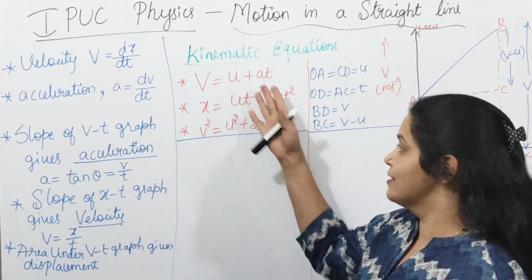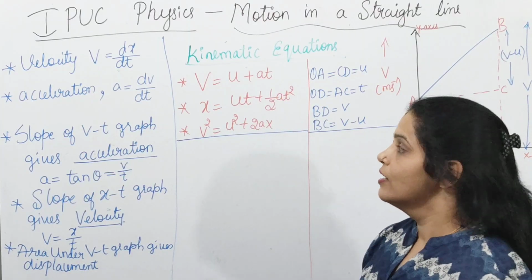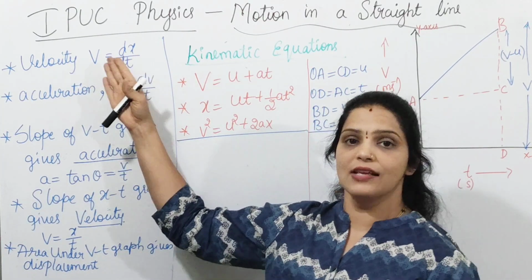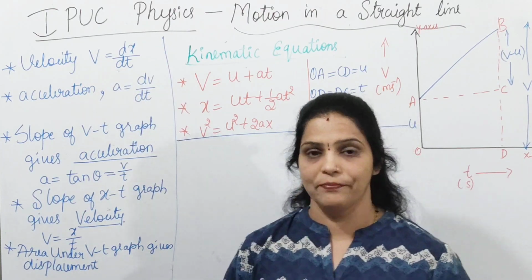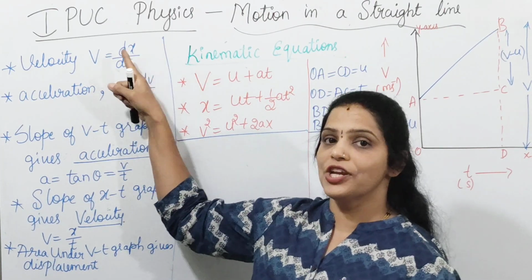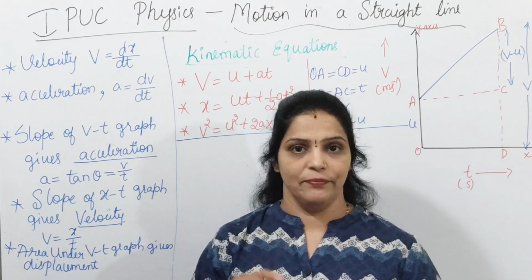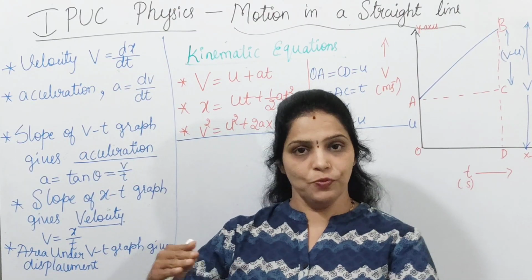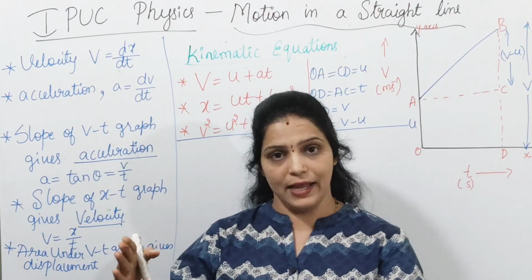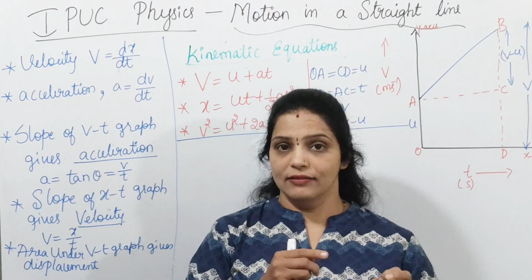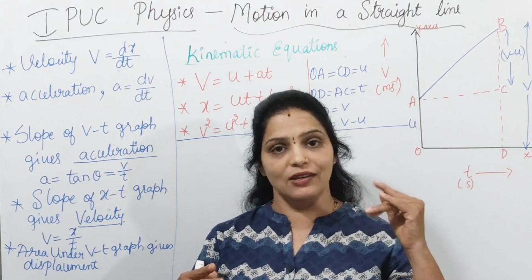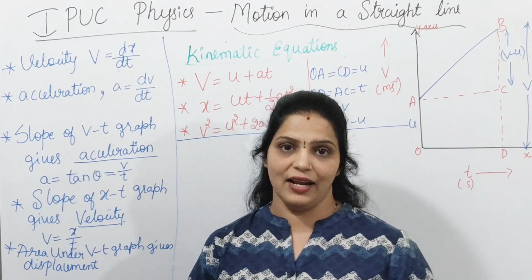So how do we arrive at these relations using a graph? For that you should know the basic definition of velocity, which is the rate of change of displacement or rate of change of position. Velocity is change in position with respect to time. Here, displacement means the object is changing its position in one particular direction.